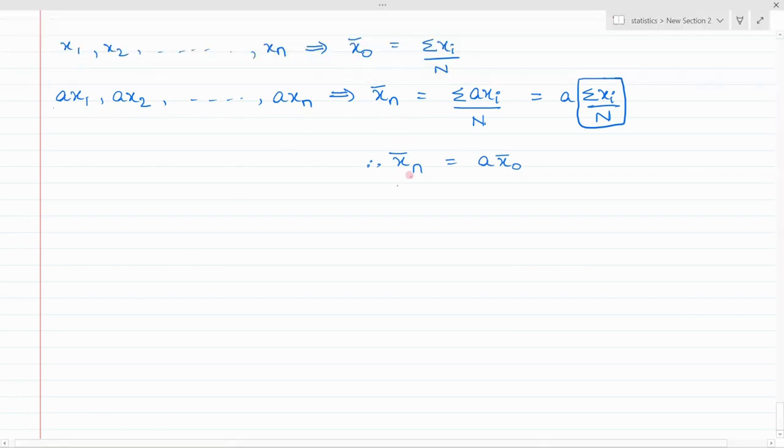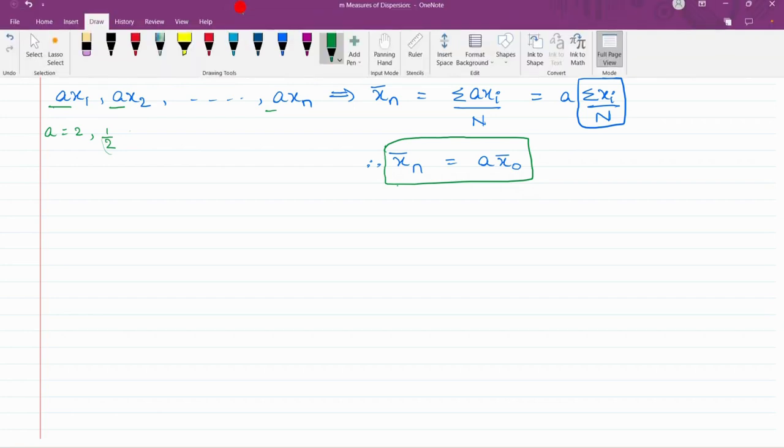So you need to remember here is, when we multiply a constant value or divide a constant value, the mean will be the constant value times the old mean. Divide, why I'm saying divide? Here a can be 2 or a can be 1 by 2 also. We are multiplying it with the inverse of the value, right? So it can be a multiplication or a division. Now let's see how the standard deviation and variance change.